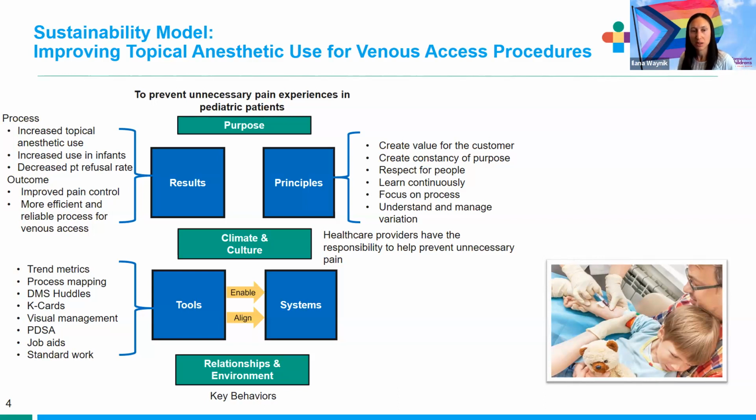So for this particular project, we did a number of different interventions, and I'm going to talk about those on a separate slide. But the idea is that the tools that you use, whatever you pick, interact with your systems. And our systems for our project were the system of the nurses putting in IVs. And then finally, thinking about the relationships and the environment. So what key behaviors do you want to see in your team members who are doing the right thing?